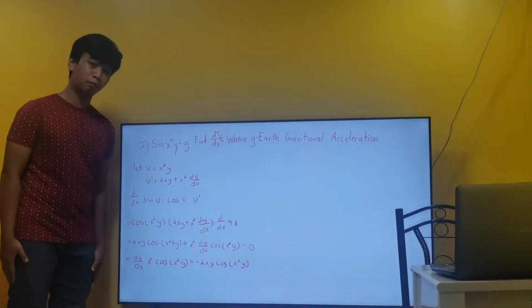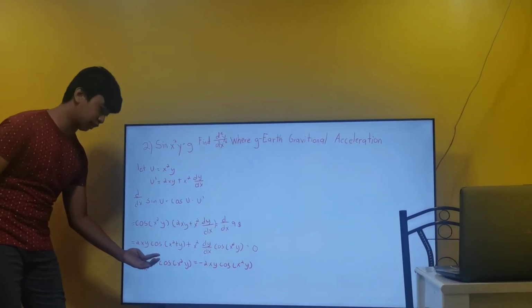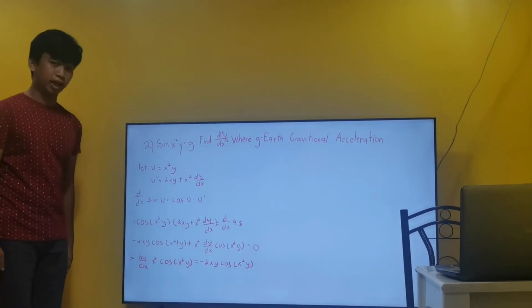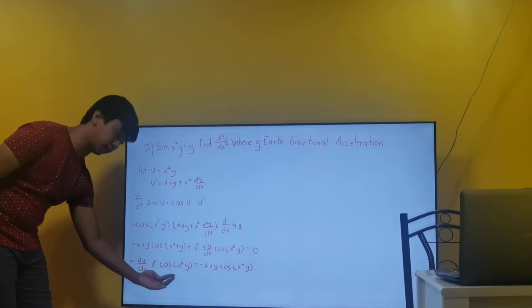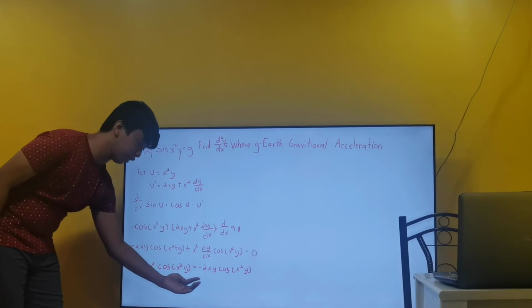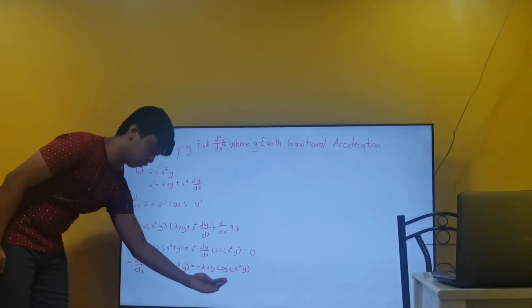Then for our next step, we'll just move 2xy cos(x squared y) in here. Then it will become dy over dx x squared cos(x squared y) equal to negative 2xy cos(x squared y).